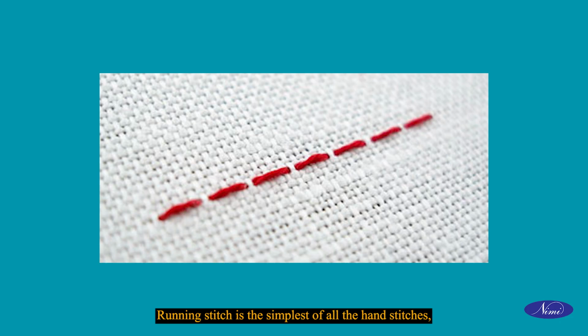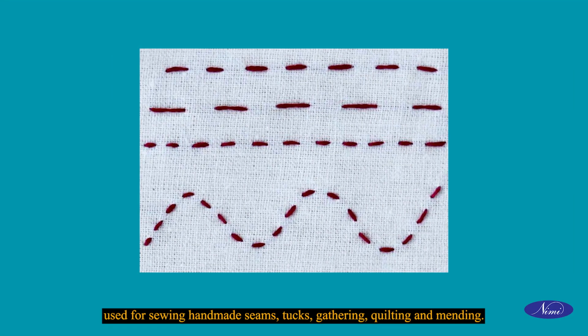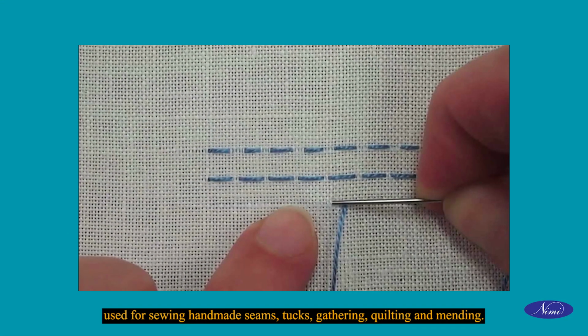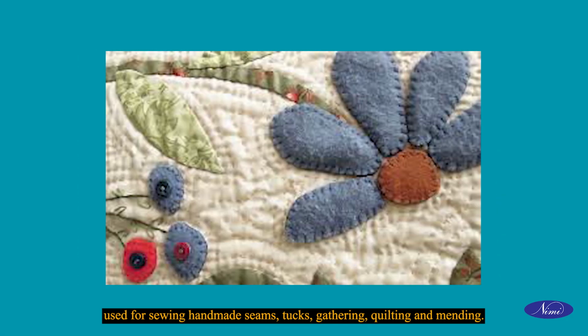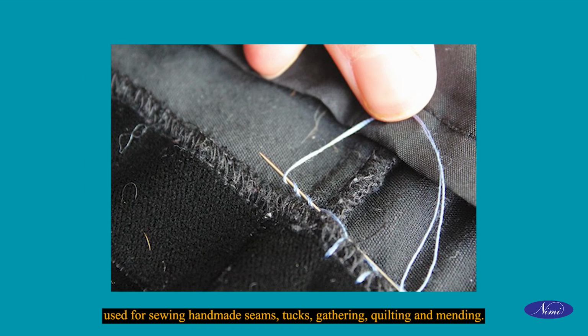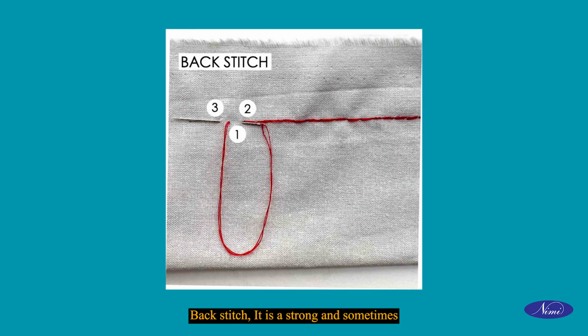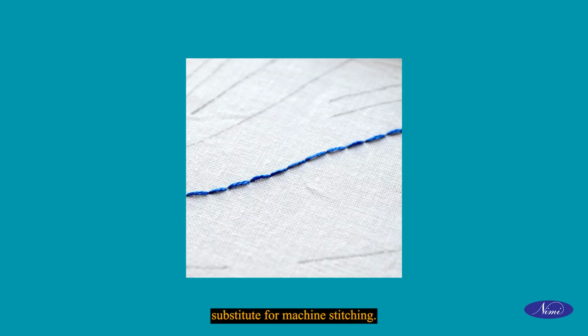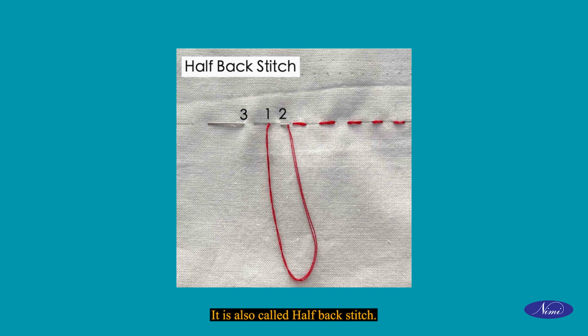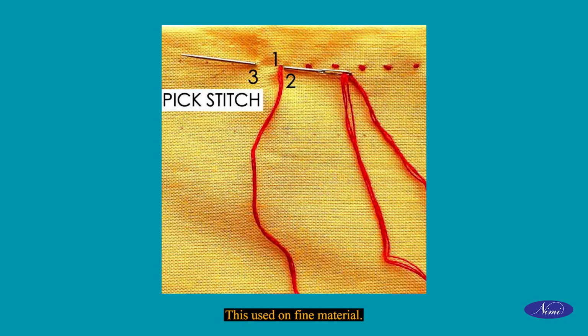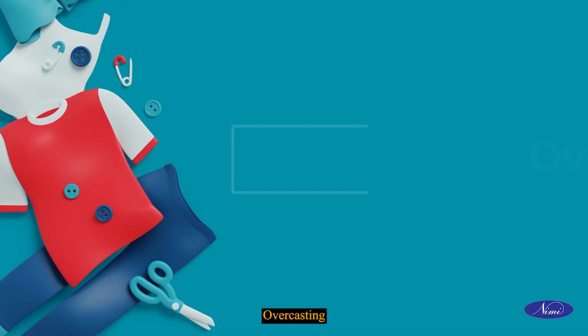Running stitch. Running stitch is the simplest of all the hand stitches, used for sewing handmade seams, tucks, gathering, quilting and mending. Back stitch. Back stitch is strong and sometimes a substitute for machine stitching. Pick stitch. It is also called half back stitch. It is used for fine material.